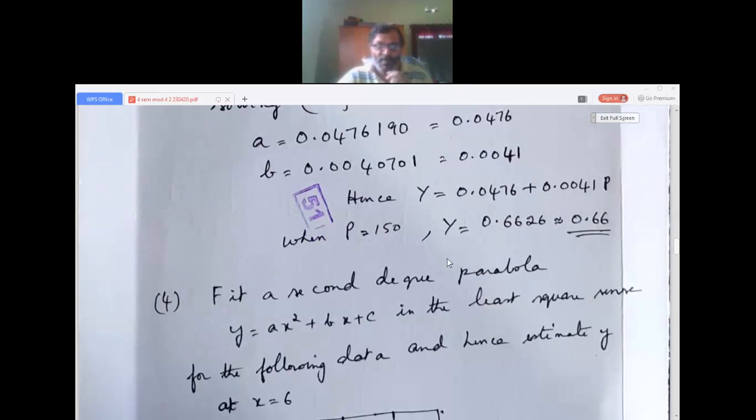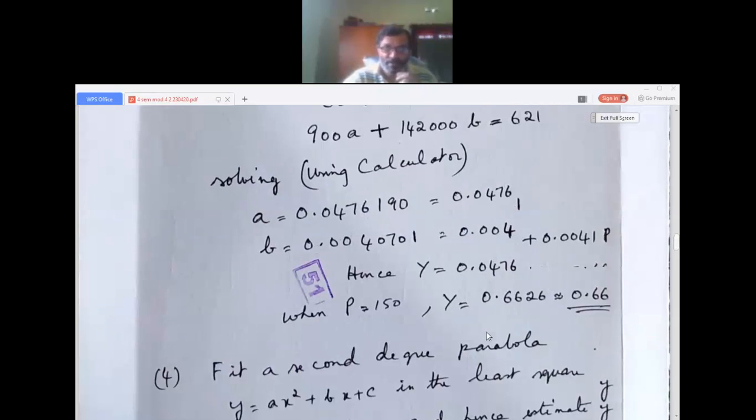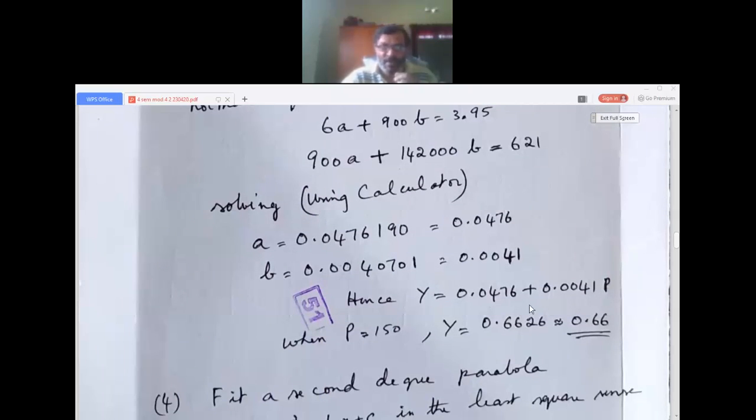Now P is equal to 150. In the question they have asked, when P is equal to 150, find the value of Y. So put P as 150 and calculate it. You will get 0.6626. This is also correct. I approximate to 2 decimal places, but even if you keep it as it is, it is correct.